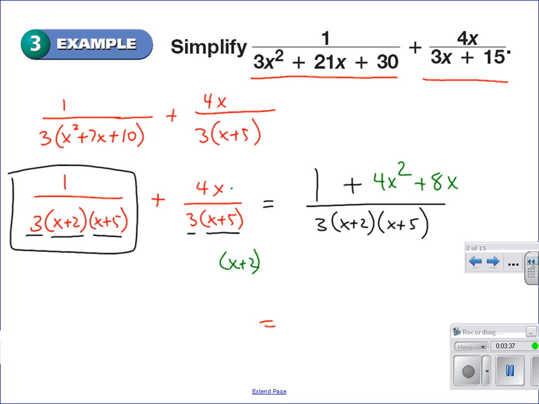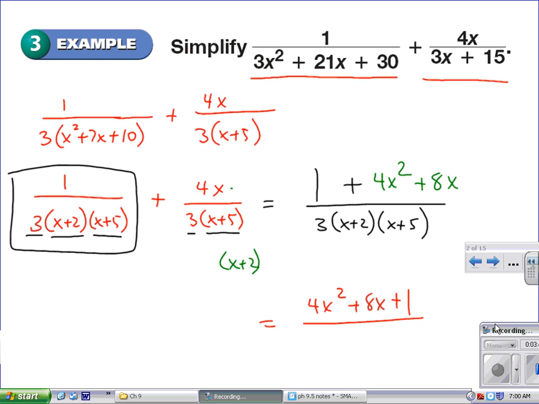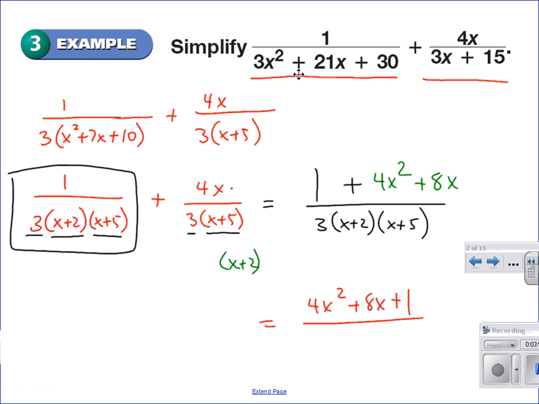Now I'm just going to clean this up a little bit and rewrite this as the top is 4x squared plus 8x plus 1. Doesn't matter if I can factor that; that's sufficient. On the bottom, you can write it as chopped up pieces, or you can go back up to the very top and write that as 3x squared plus 21x plus 30. Either of those are fine.